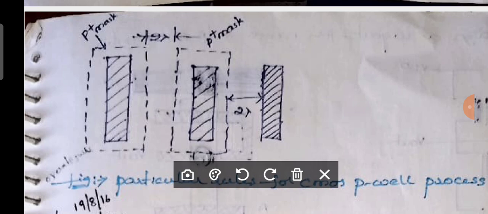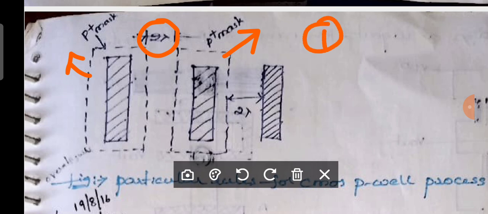Okay, if you are having a p mask and one more p mask, what is the minimum separation between the two p masks? That is 2 lambda. Here one rule you have seen. That means the separation between p mask and p mask is 2 lambda. And similarly, the separation between p mask and other diffusion or other polysilicon, whatever it may be, the separation between p mask and diffusion, we can observe what? 2 lambda. This is 2 rules.